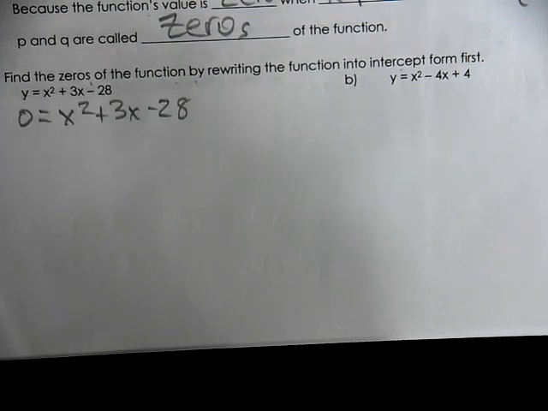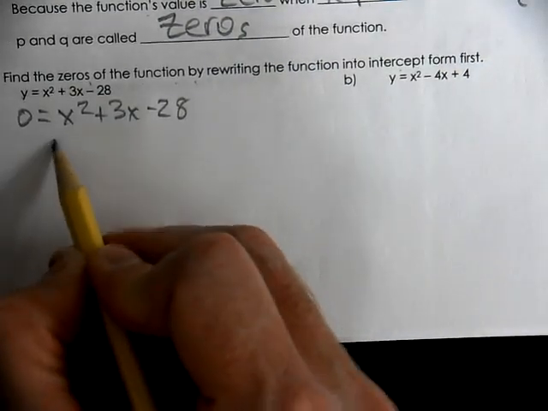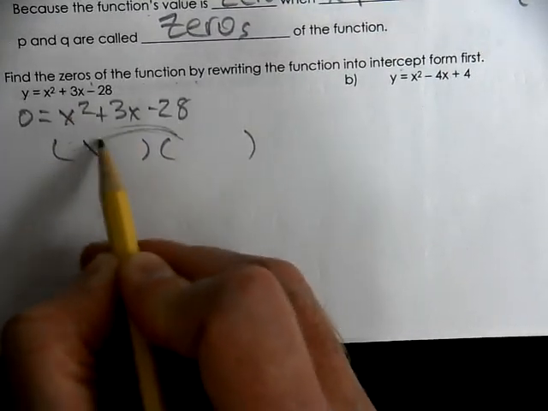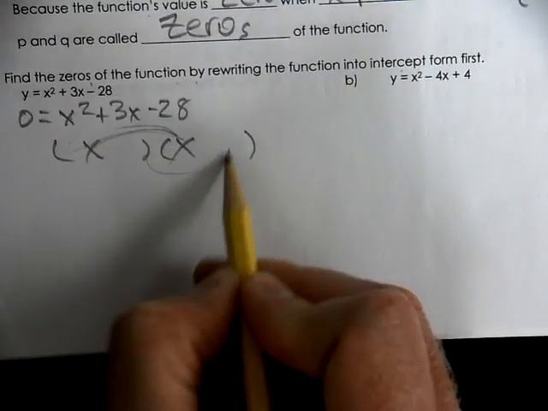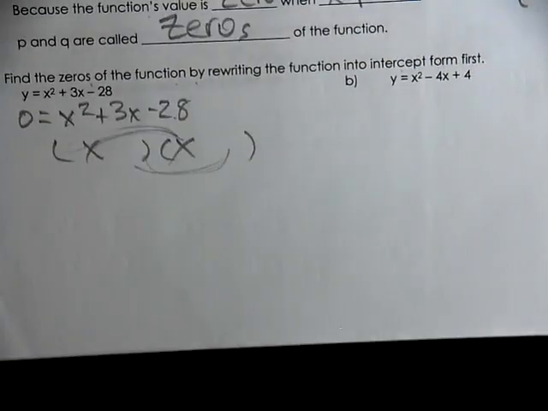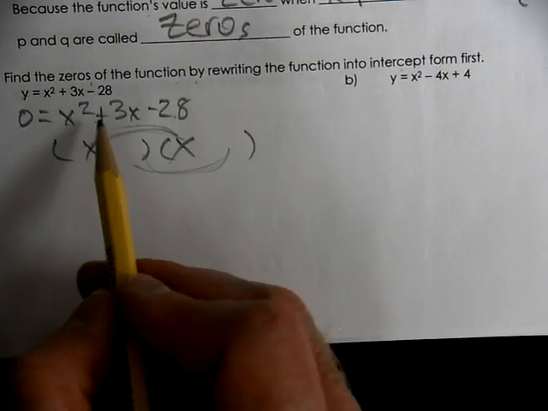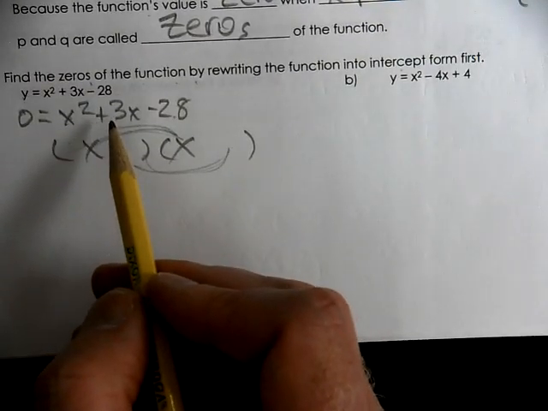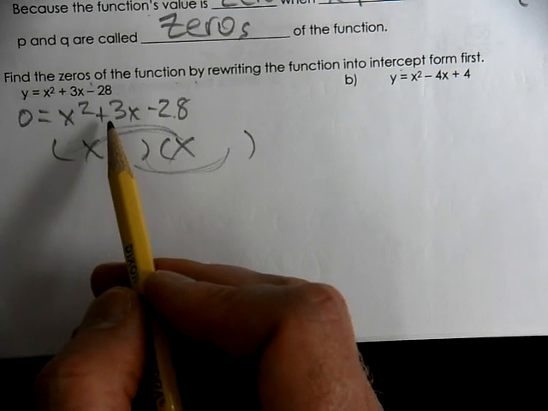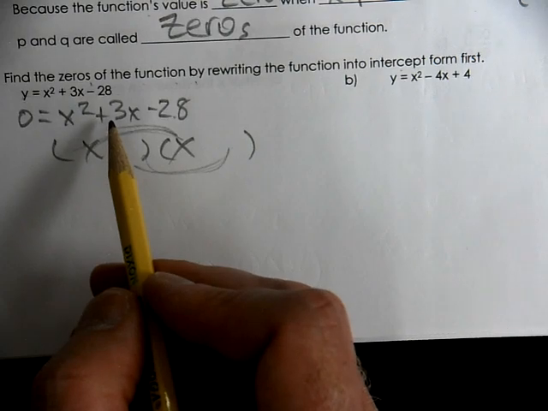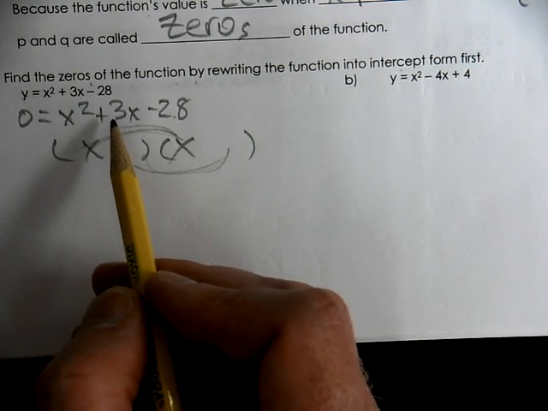And that should be factorable. So you want two numbers that multiply to be x squared, and two numbers that multiply to be 28. Well, you might get carried away and think 2 and 14. But 2 and 14 can't get us to 3. 2 and 14 might get us to 16, might get us to 12, but can't get us there.